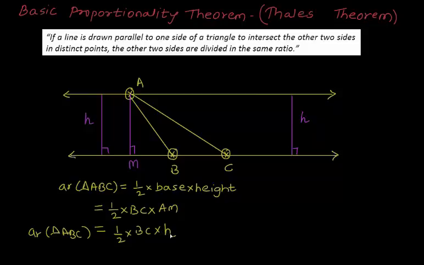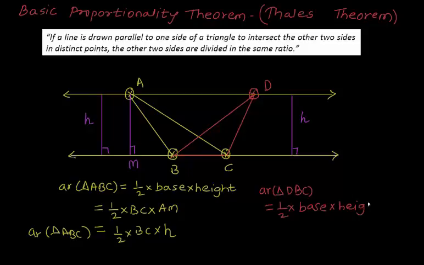Now we'll do some more construction. Let's take one more point D on the first line and let's draw triangle DBC. Okay. Now what is the area of triangle DBC? The area of triangle DBC will be half into base into height. The formula is the same. Now here the triangles ABC and DBC are sharing the same base. So the base of triangle DBC is also BC, into height.